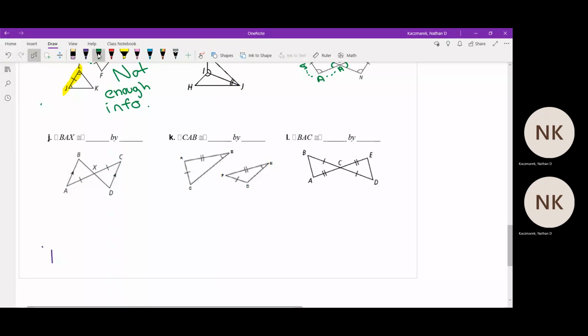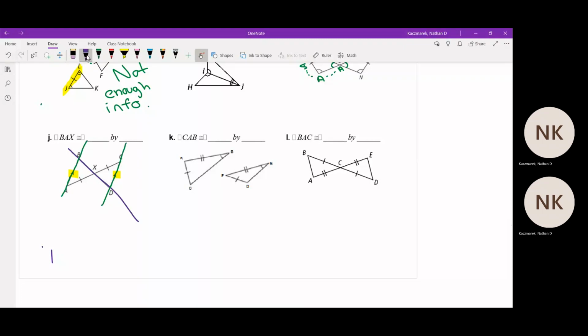Something to be aware of also in J. J, I have these arrows right here. That means these lines are parallel. Okay, we're going to bring back some Unit 3 stuff going on. If these are parallel, I might have a transversal going through my parallel lines. If that's the case, I can use one of my transversal rules.